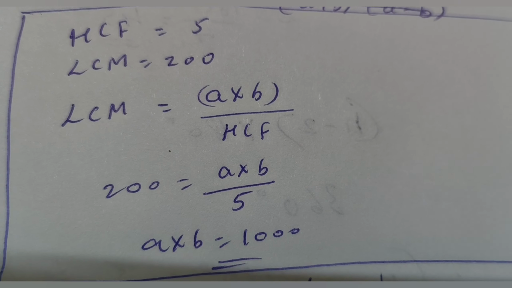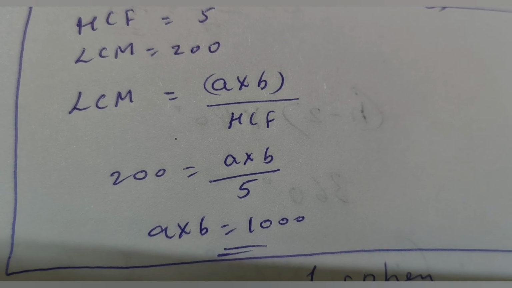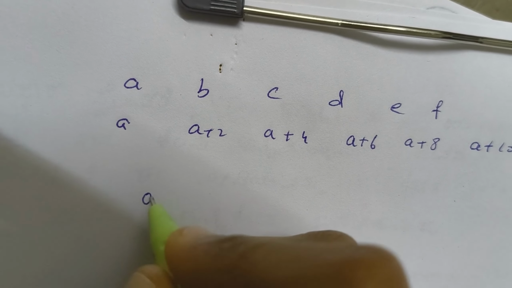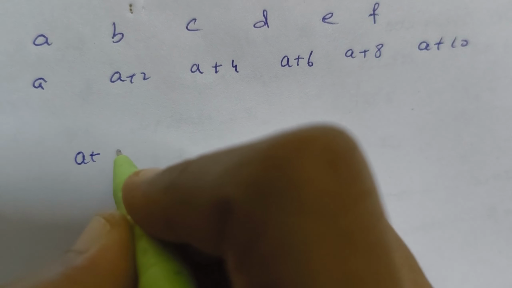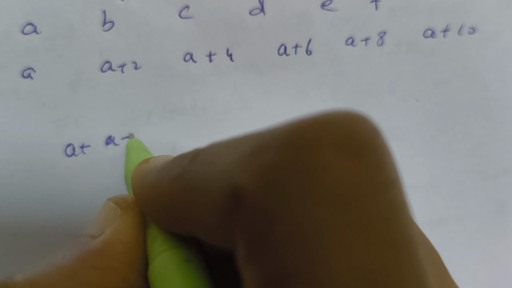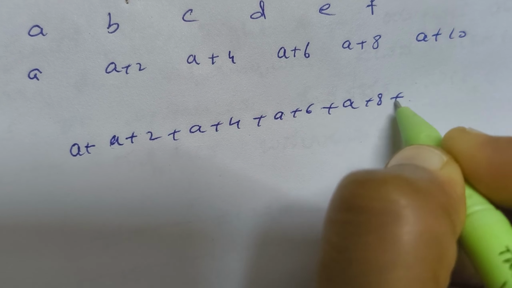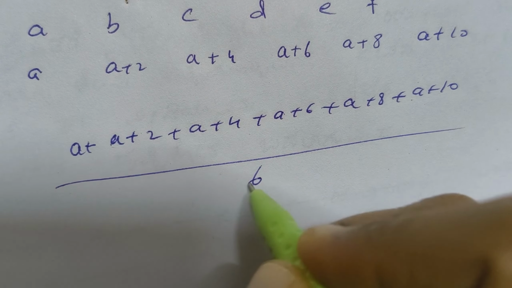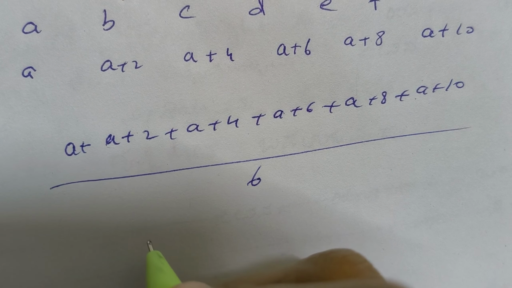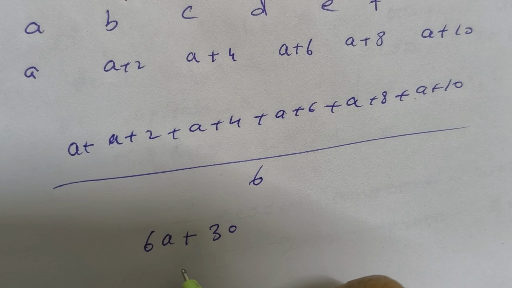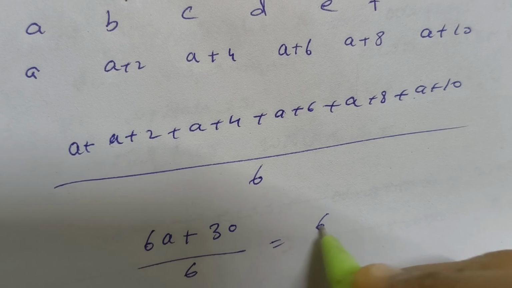Next one, given that a, b, c, d, e, and f are 6 consecutive even numbers, then the average is. So for the average, what you have to do? Divide the sum of all numbers by 6. So here you will get 6a plus 30 divided by 6. Take 6 common, a plus 5 divided by 6. So 6 gets cancelled. So a plus 5. Option 2 is correct.